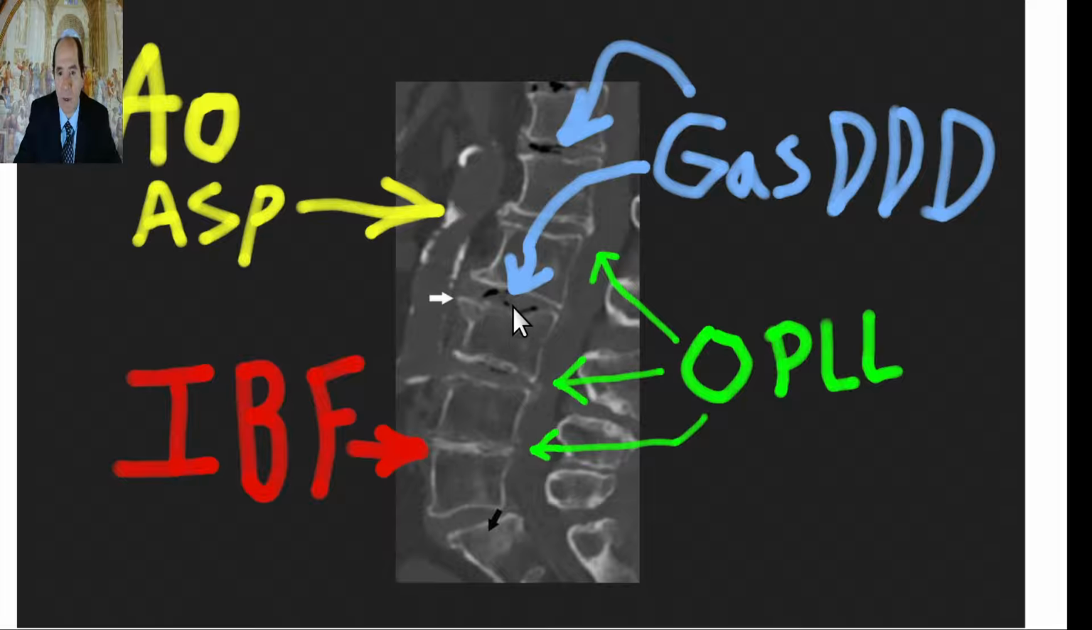You can see the disc space here has gas, so that's gaseous DDD, degenerative disc disease. Okay, you can see the posterior disc space is calcified, which would include the posterior longitudinal ligament. That's called OPLL, ossification of the posterior longitudinal ligament. You can see you've pretty much lost the entire disc space height, so this would be severe disc space narrowing. You're probably headed towards IBF, interbody fusion of the vertebral bodies. So this is a very advanced spine disease.